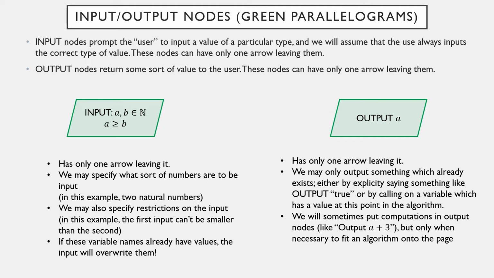And this is kind of bad practice. I'm going to try to avoid combining computation with output. I'm going to try to separate this into 2 steps. For example, first compute a plus 3 and then output that. But sometimes that just takes up too much space. So if it is necessary to combine a computation with an output in order to make an algorithm fit on a page, I'll do it, but I will try to avoid it. Otherwise, try to keep your computations and your input-output separate if you can.